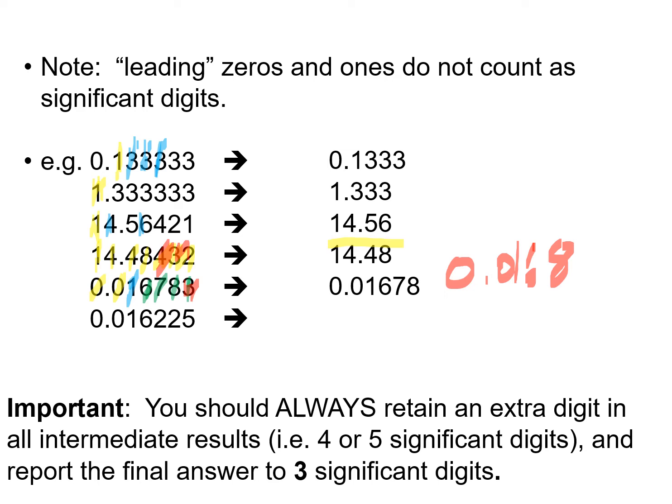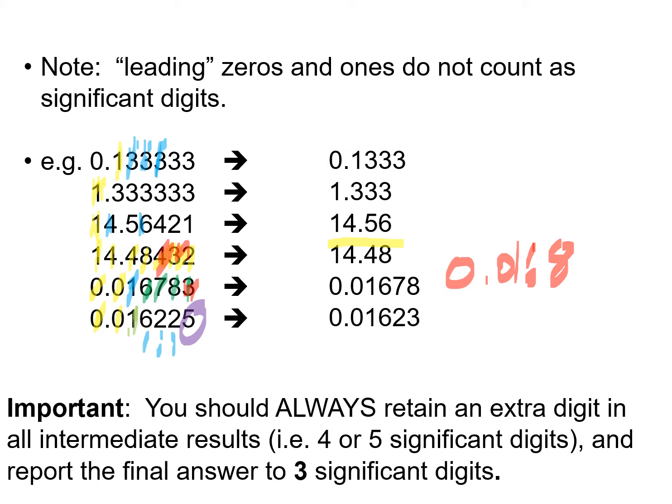All right, so let's look at this very last one right here. 0.016225. We have 2 leading zeros, 1 leading 1, and then we have 1, 2, 3 significant digits. But, try a different color here. This number, 5, is equal to or greater than 5. So we have to round up the number 2 preceding it.